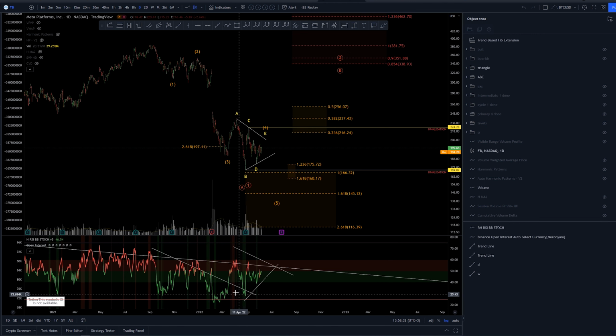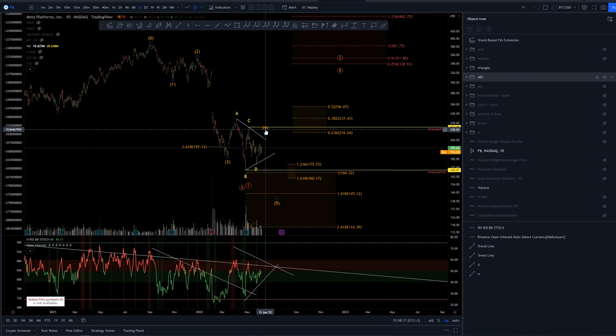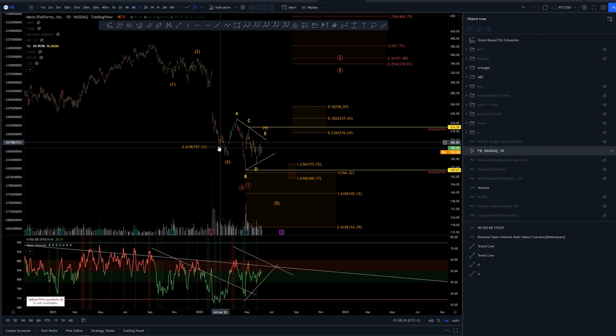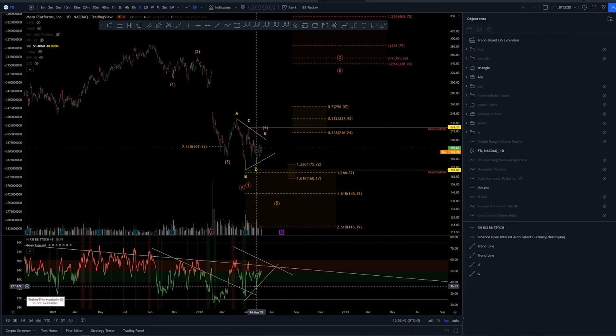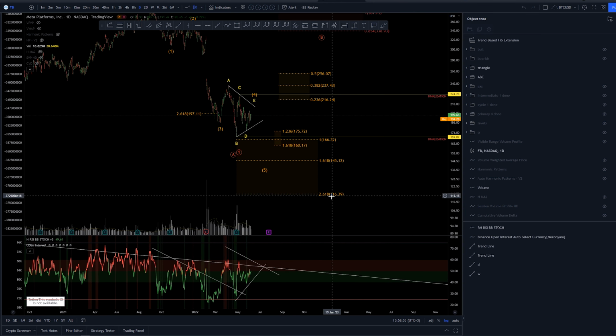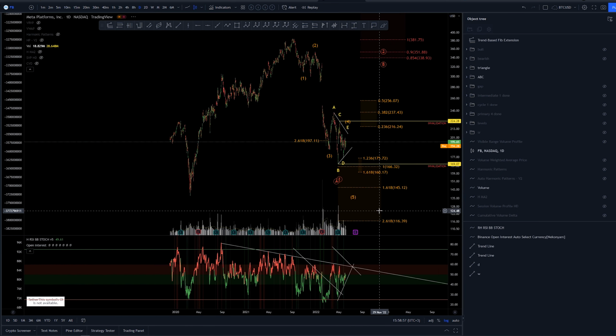Don't have really clear divergence between these, so I would be playing this triangle rather than saying that wave 5 has ended here where the B wave is currently at. So I would definitely be looking at a dump down here. First target is at $166, the second one at $145, and the last one at $116.